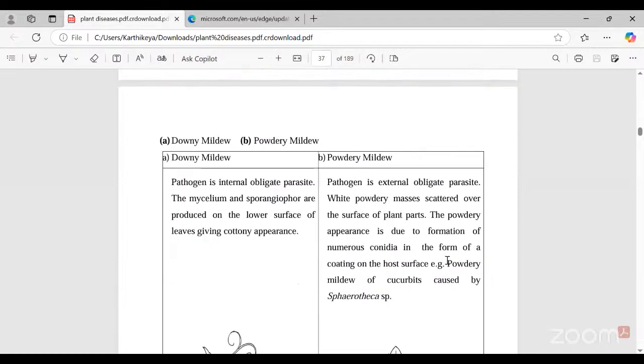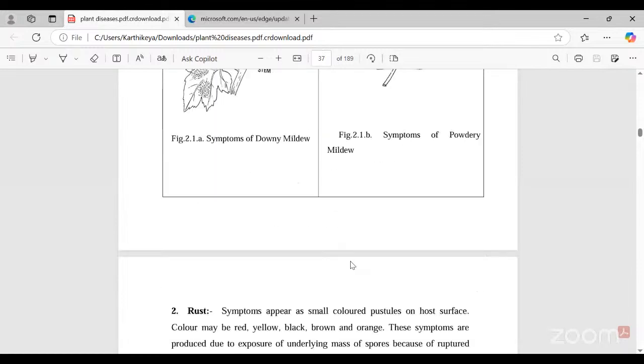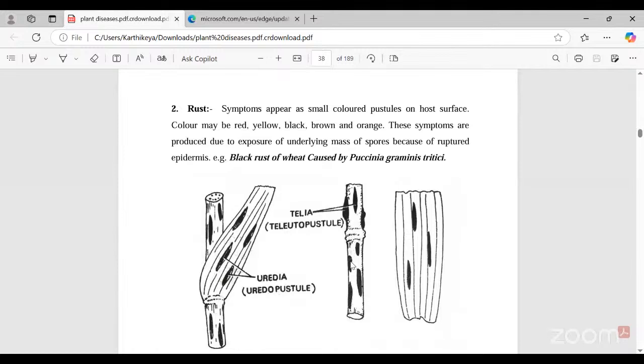The powdery mildew pathogen is an external obligate parasite. White powdery masses are scattered over the surface of the plant parts. The powdery appearance is due to the formation of numerous conidia in the form of a coating on the host surface. For example, powdery mildew of Cucurbitaceae caused by Sphaerotheca species. Coming to the second one, the rust disease.